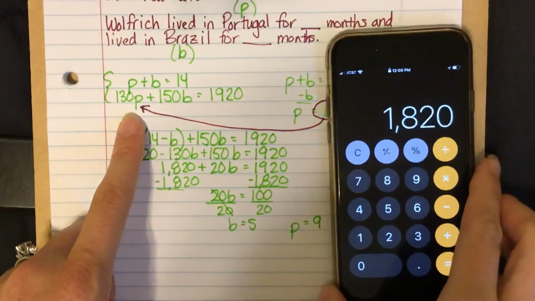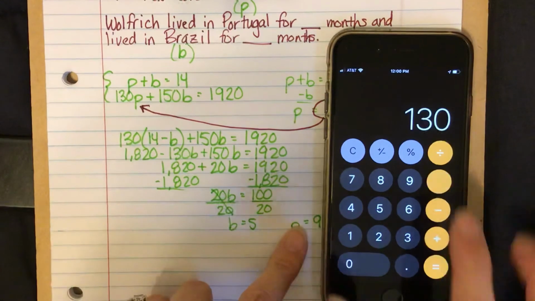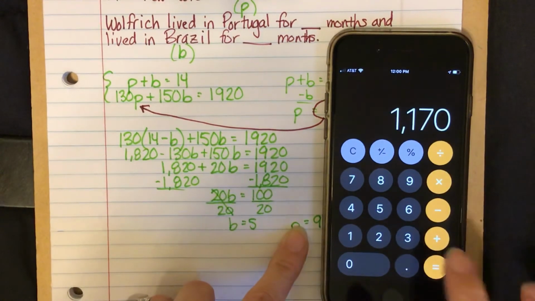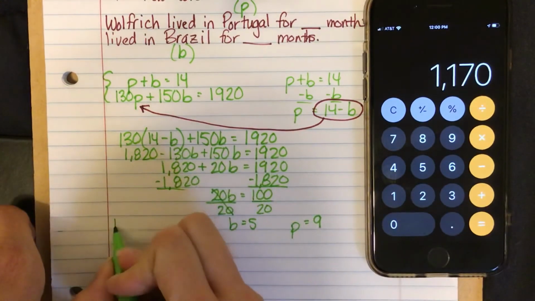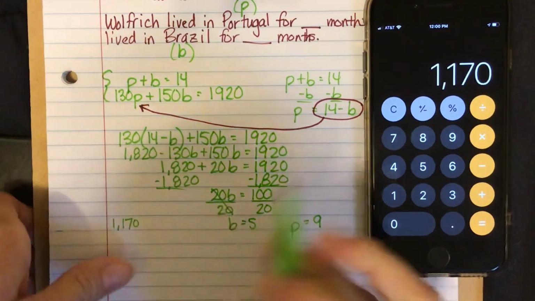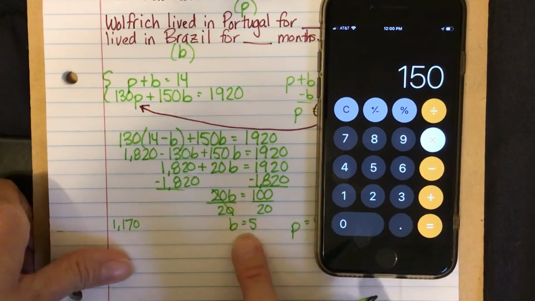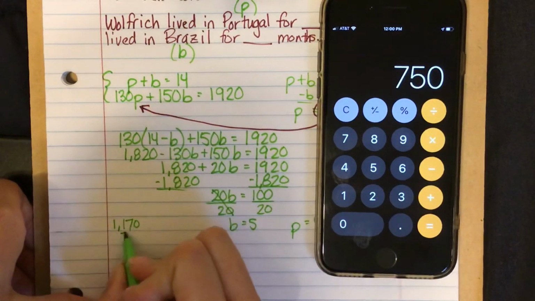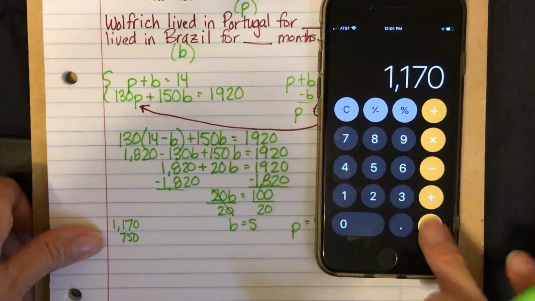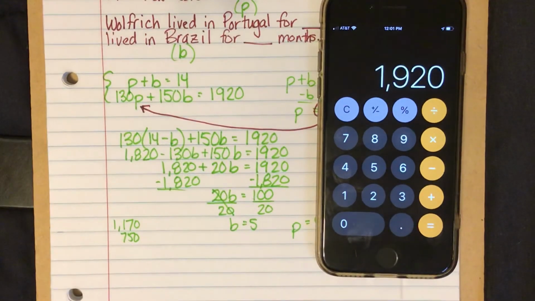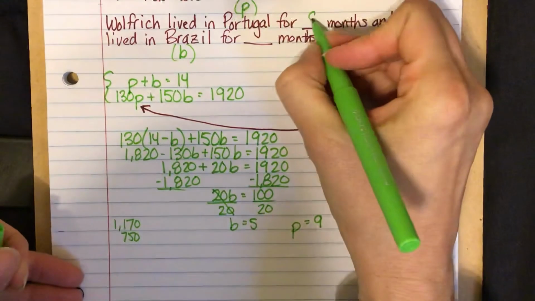So let me pull up my calculator again. So 130 times the amount of time he was in Portugal, which was 9 months, we think. And then, let me just make a note of that, 1,170. And then 150 times the amount of time he was in Brazil, which was 5. And I'm going to add these two numbers up just to make sure we're good. And we are. So we're saying that he was in Portugal for 9 months and in Brazil for 5 months.